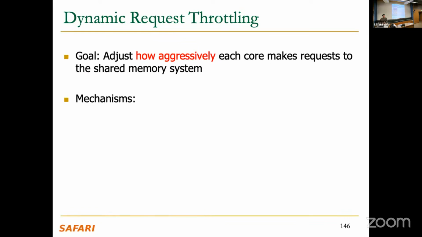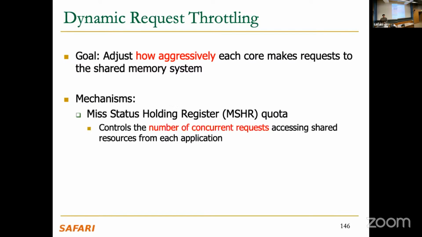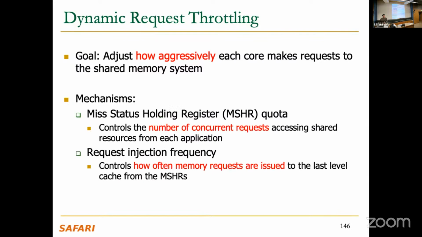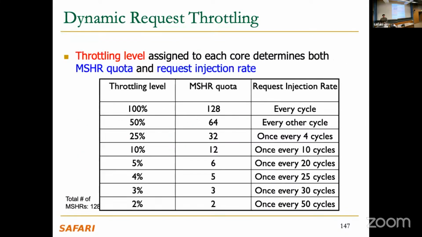So I'll describe how dynamic request throttling works. The goal here is to adjust how aggressively each core makes requests to the shared memory system. And yeah, I described this. So basically, you're controlling the number of MSHRs, miss status holding registers, that an application can occupy, and you control how frequently they're allowed to inject requests.